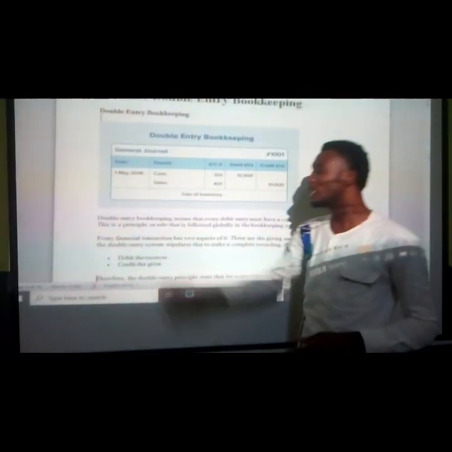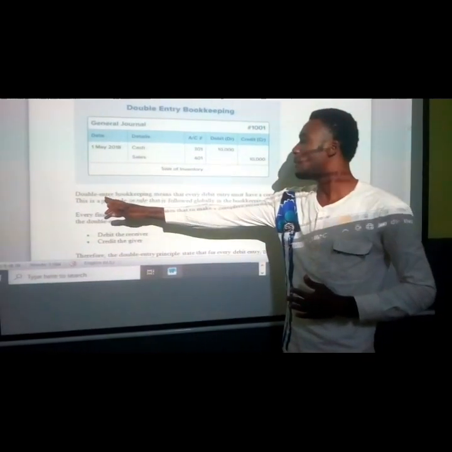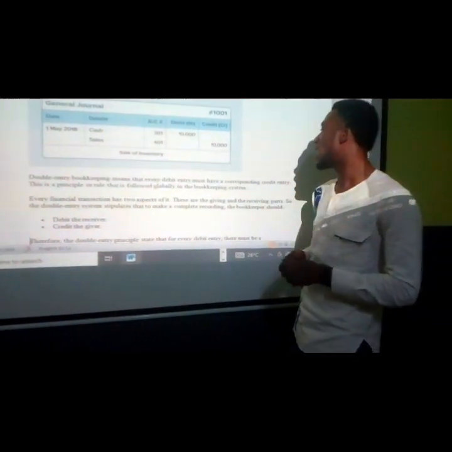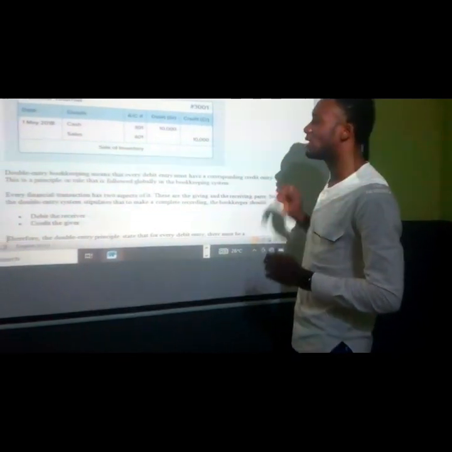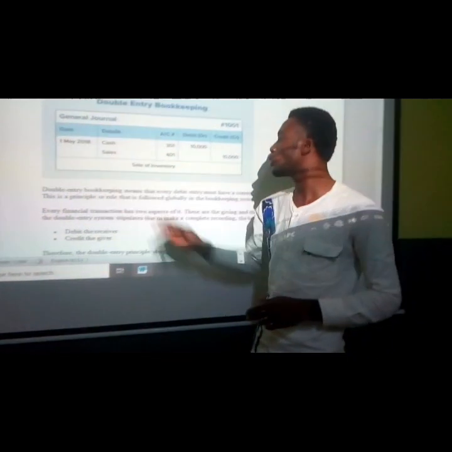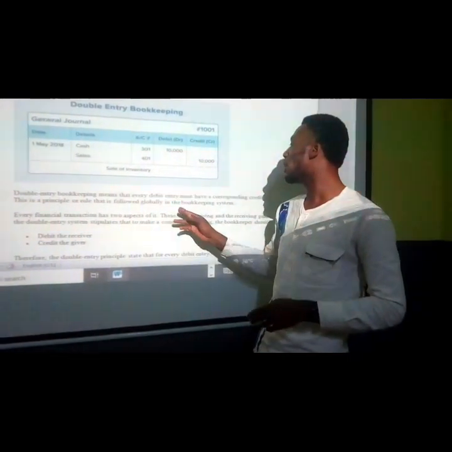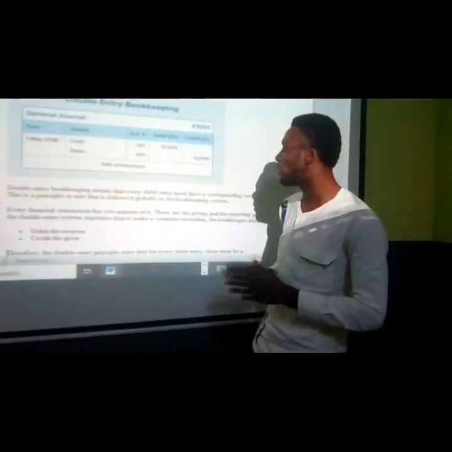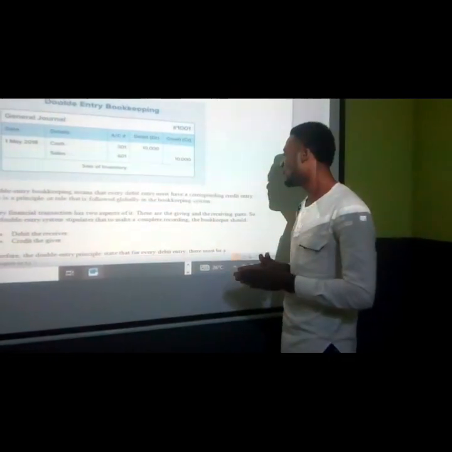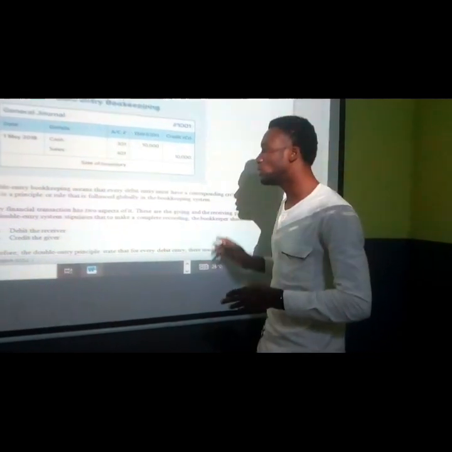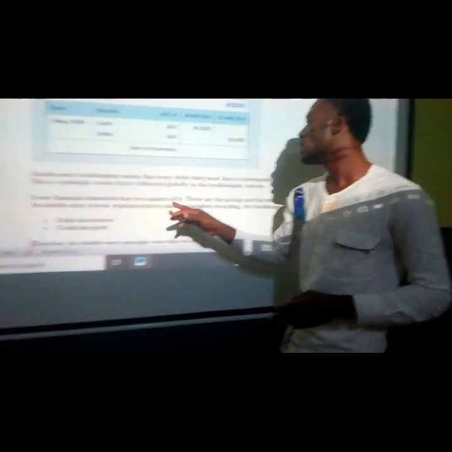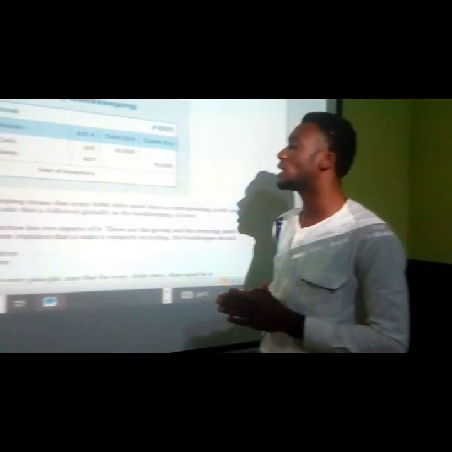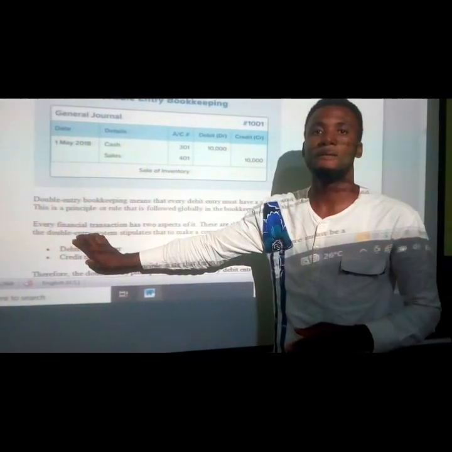When we talk about double entry bookkeeping, we are saying that every debit entry must have a corresponding credit entry, and this is the principle or rule that is followed globally in the bookkeeping system. Every financial transaction has two sides, the giving and the receiving part. So the double entry system stipulates that to make a complete recording, a bookkeeper should have these two aspects.